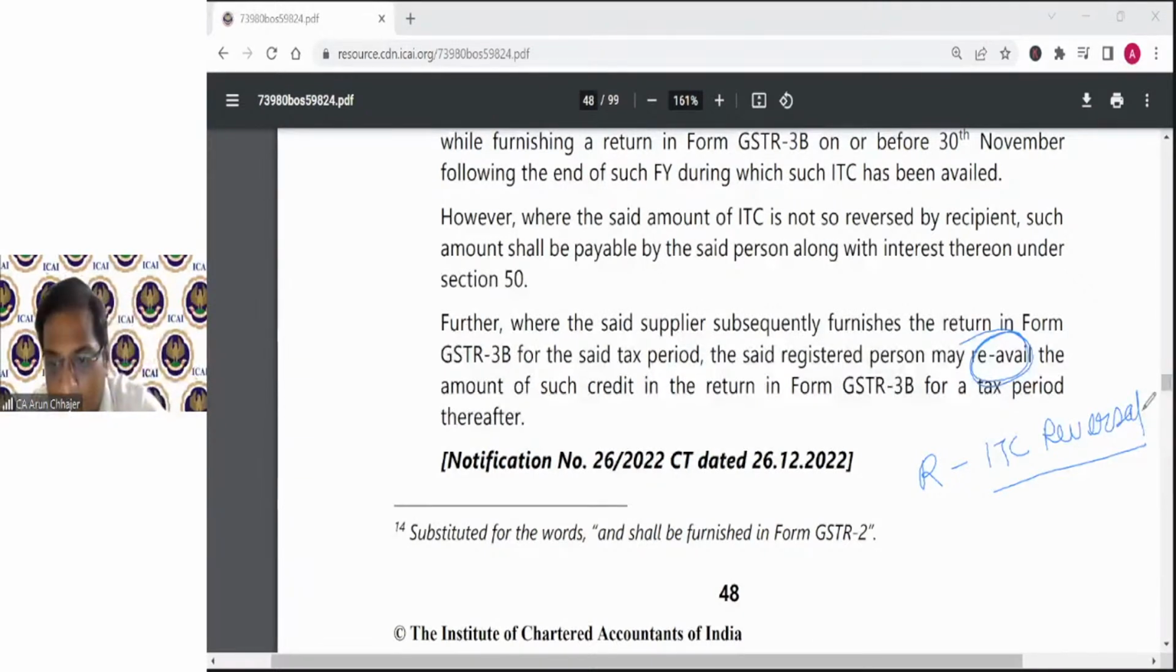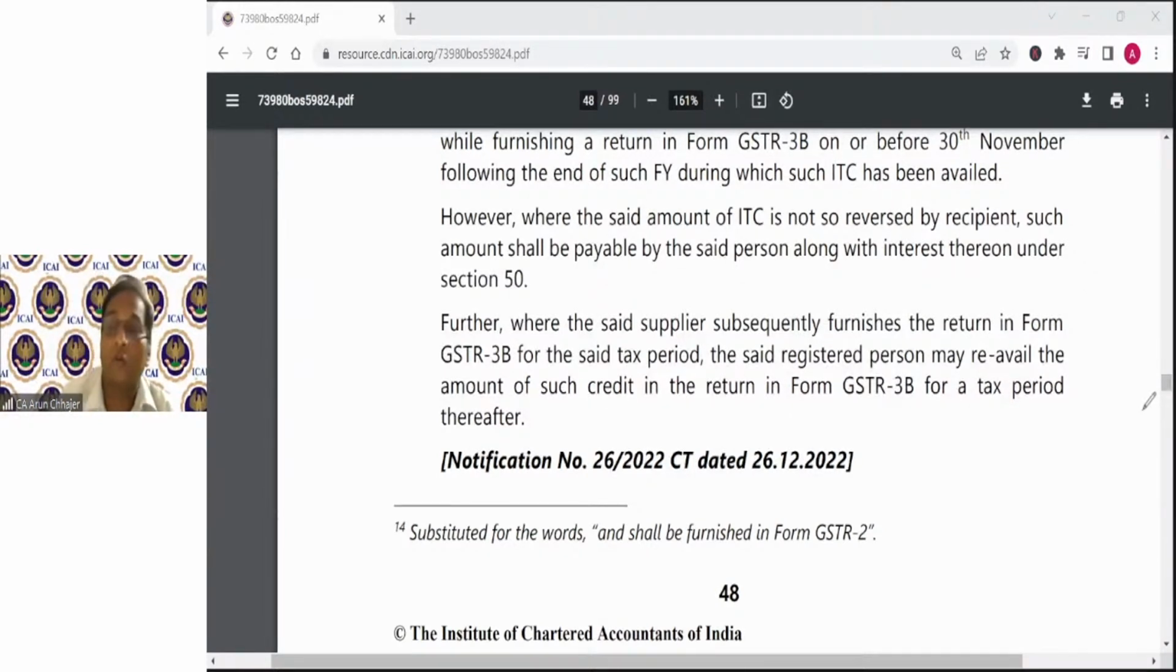If the supplier has not paid the outward tax, then there is no question of receiving ITC. See, the point is, interest can never be reclaimed. You can only avail the ITC.